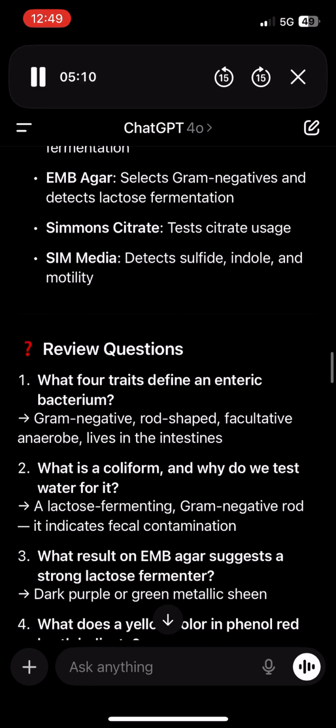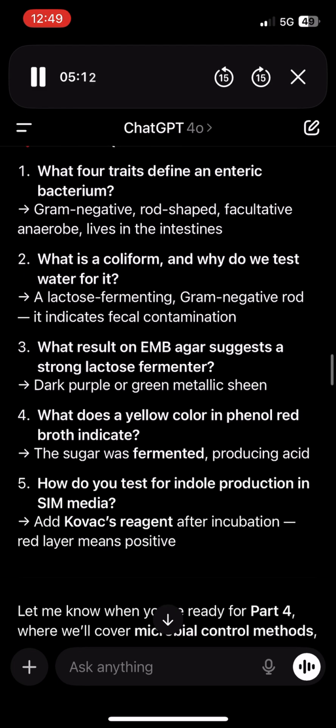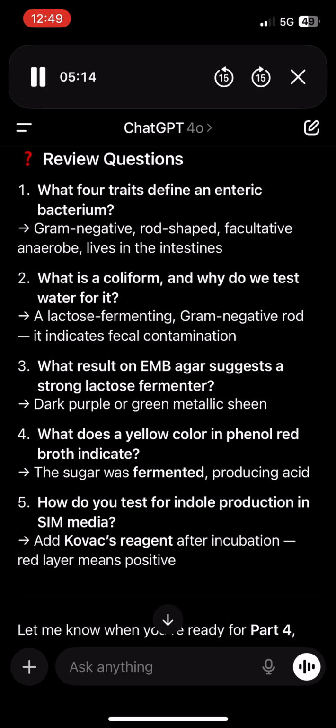Review questions. 1. What 4 traits define an enteric bacterium? Gram-negative, rod-shaped, facultative anaerobe, lives in the intestines. 2. What is a coliform, and why do we test water for it? A lactose-fermenting gram-negative rod, it indicates fecal contamination. 3. What result on EMB agar suggests a strong lactose fermenter? Dark purple or green metallic sheen.